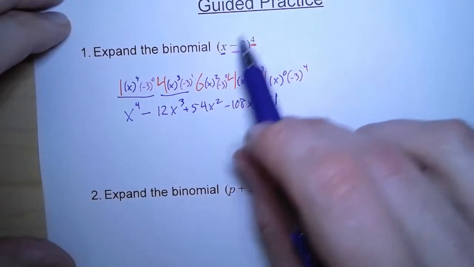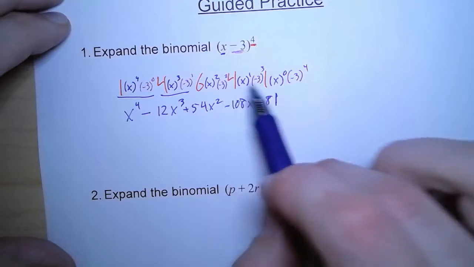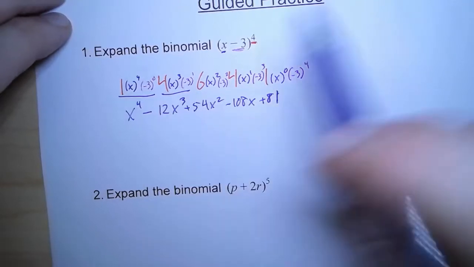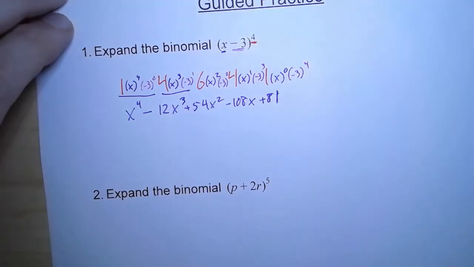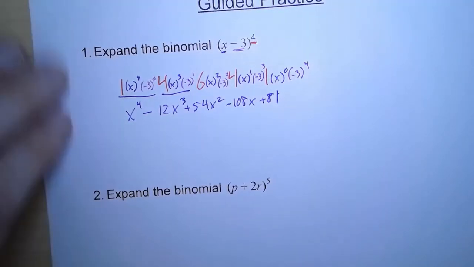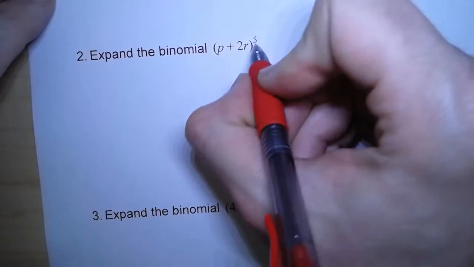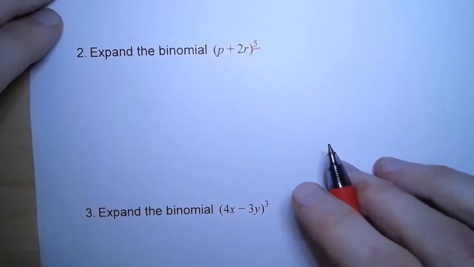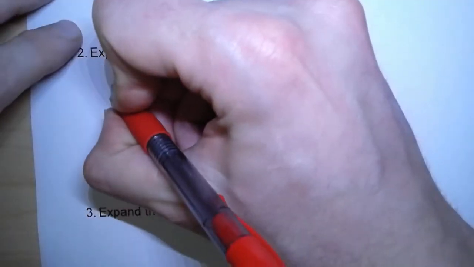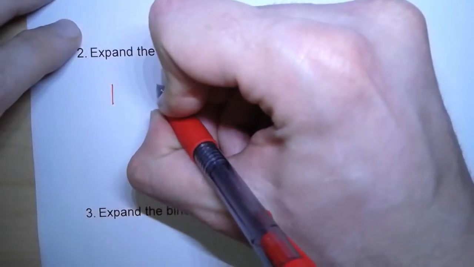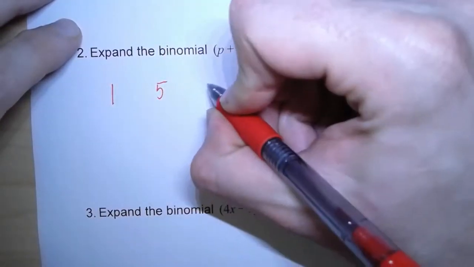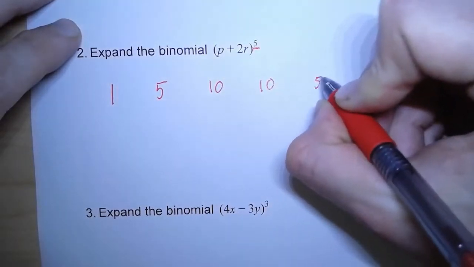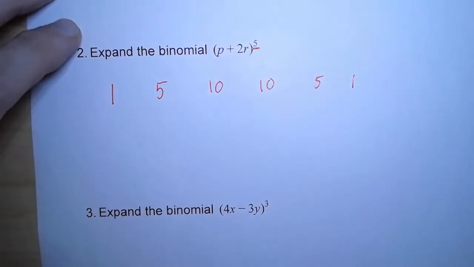We take this number and we raise it to whatever power is called for, depending on the term, and then we multiply it by the coefficient out front. So let's try another one. Here, our exponent is 5. So that means we're going to have our coefficients of 1, 5, 10, 10, 5, and 1.